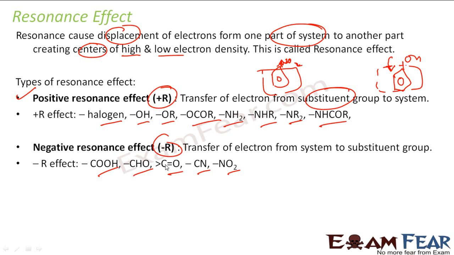Cyanide groups, keto groups, aldehyde groups, and acid groups: correct? These are the ones with a negative effect. My amines, alcohols, halogens, and ethers are my plus R groups.